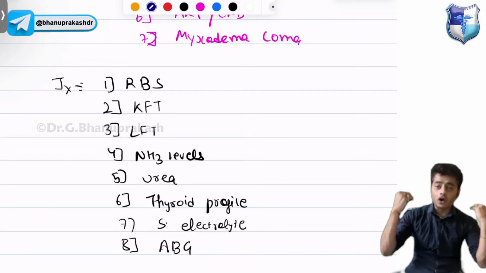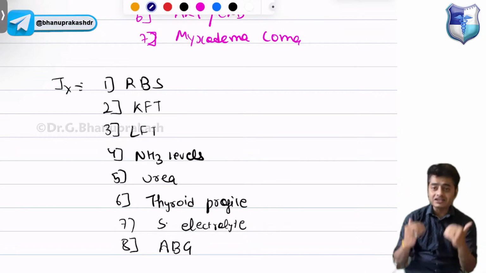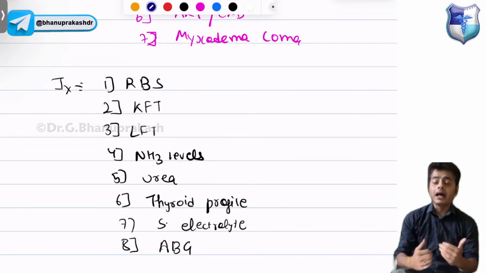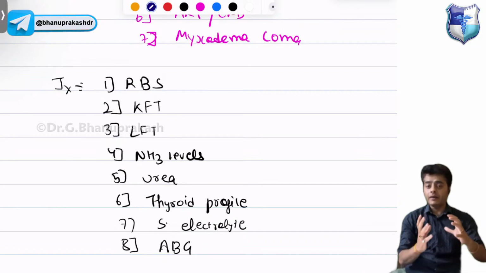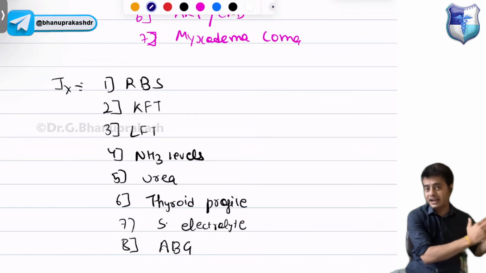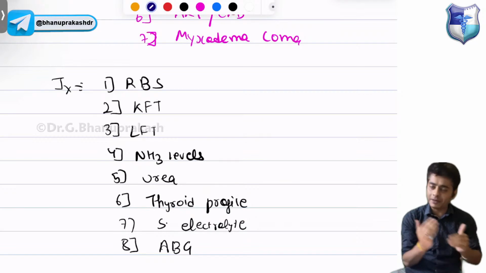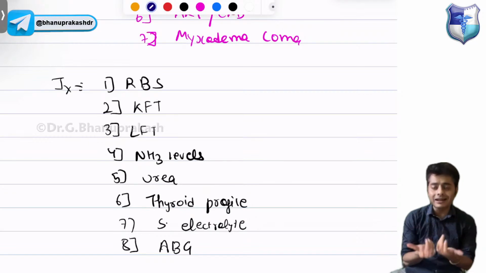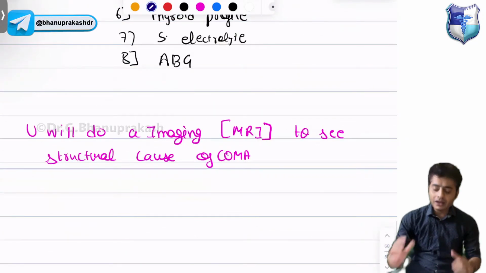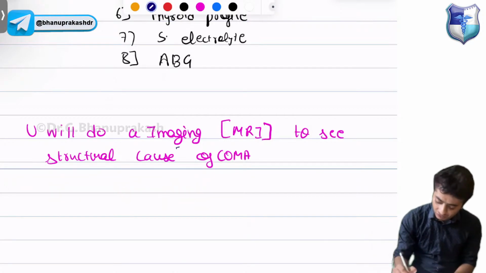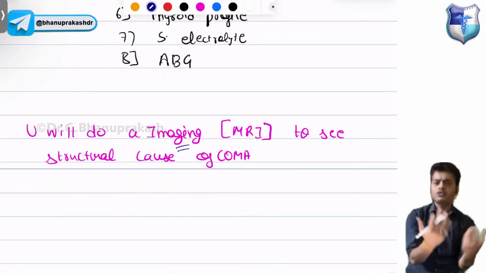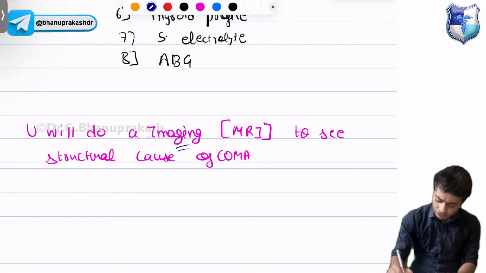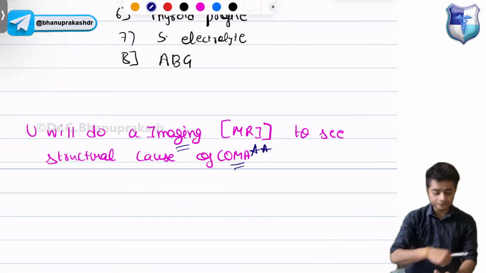एंड इफ योर ऑल ऑफ दिस इन्वेस्टिगेशन कम्स आउट टू बी नॉर्मल, अगर मेरी सब इन्वेस्टिगेशन नॉर्मल आ जाती है, तब मैं क्या समझूंगा कि is there any structural damage to brain present or not. So for seeing the structural damage to brain, I will do imaging. And in imaging, what will I do? I will do MRI or CT or diffusion weighted MRI to see the structural causes of coma.